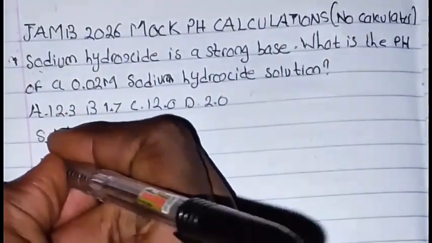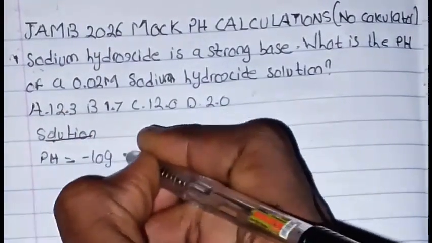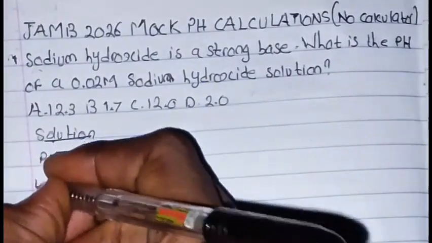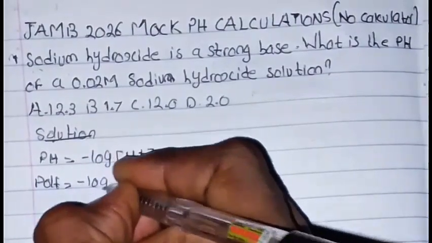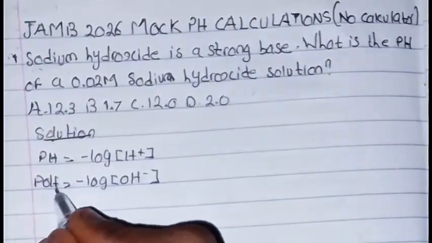The first one is that pH is the negative log of hydrogen ion concentration, which is H plus. The second one you need to know is that pOH is equal to the negative log of OH minus. But they asked us to find pH. Why am I bringing pOH into the equation?